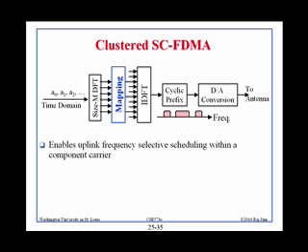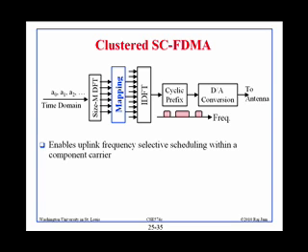So now it enables uplink. Now this is only for the uplink, by the way. For the downlink, it is still totally OFDMA. It enables uplink frequency selective scheduling within a component carrier. So you have a carrier, but it is not clean. So you avoid the areas by having multiple sections. But that will increase the power, right? Yeah, that will increase PAPR. I mean, you are paying in PAPR for having this.